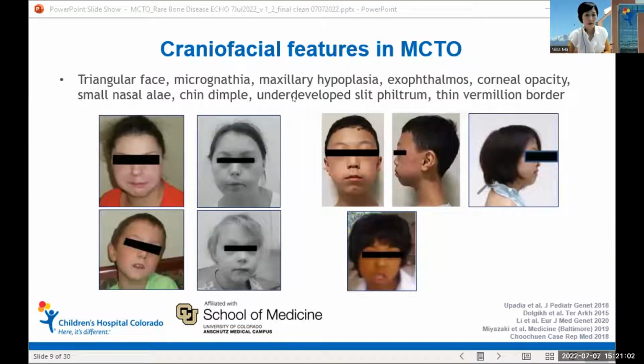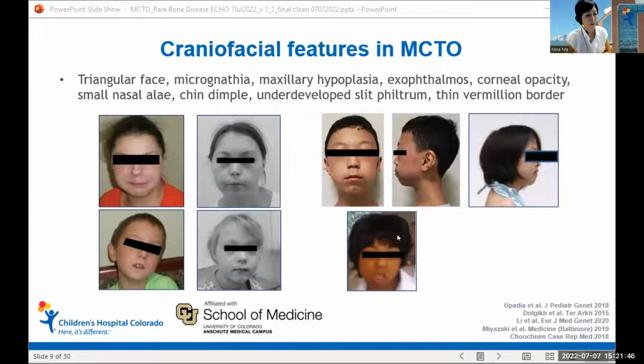So patients with MCTO can share certain craniofacial features. In the literature, a triangular face and micrognathia are frequently reported. Patients can have a maxillary hypoplasia that leads to the appearance of exophthalmos, or protrusion of the eyes. For reasons that are unclear, several patients with MCTO have been reported to have corneal opacities. Patients with MCTO can have hypoplasia of the nares. They can have a chin dimple, interestingly enough, and they can have an underdeveloped slit philtrum and a small mouth and a thin vermilion border.